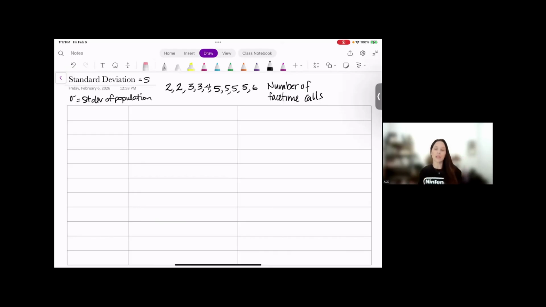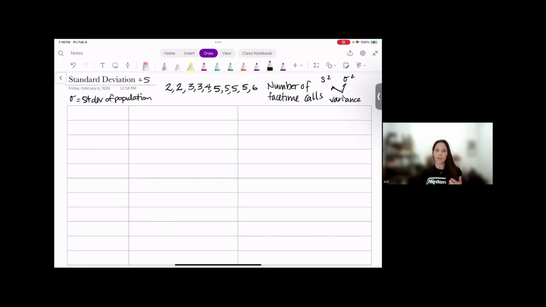But before we calculate standard deviation, we actually calculate variance, and variance is the squared distances from the mean. So if you see S squared or sigma squared, these refer to the variance, which tells us how far the data is, the squared distances, from the mean. So if we're talking about the distance from the mean, we need to calculate the mean.